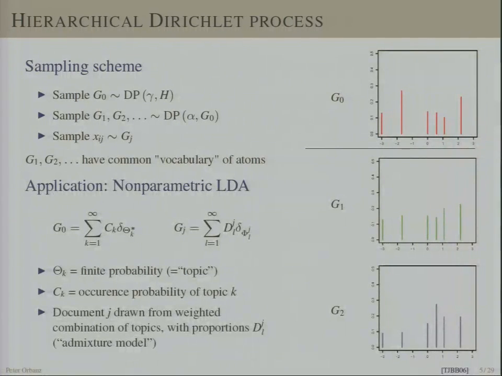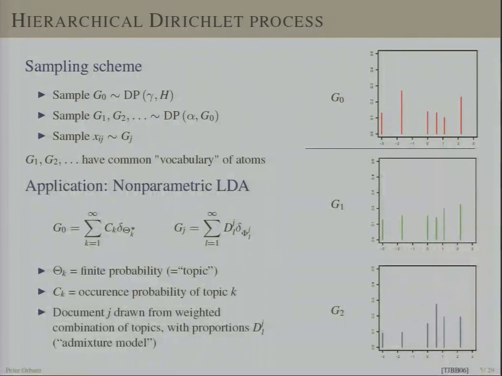And then we have this parameter G naught here, which is the distribution of the atom locations, of the cluster parameters. The idea is now that we sample the measure which controls the atom locations again from a Dirichlet process. Usually this is a parameter that we choose, but now we do this hierarchically and we sample this measure itself from a Dirichlet process.